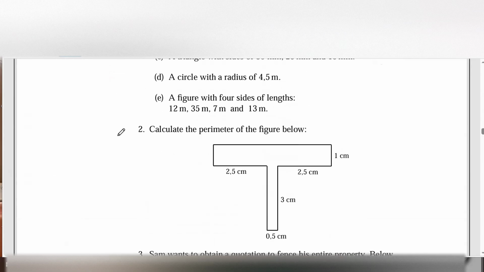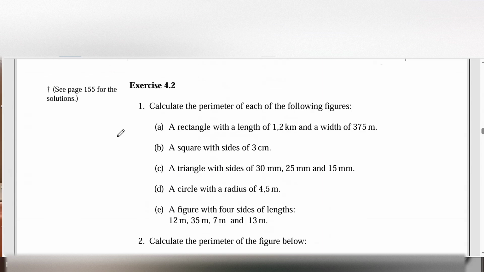We have this exercise. Let's try it. Calculate the perimeter of each of the following. There's a rectangle with 1,2 kilometers and 375 meters. Remember what we said? The units have to be the same. This is kilometers, this is meters. So it's either we convert this to kilometers or we convert this to meters. The question is not specifying which one to use, but let's use the meters. So we need to multiply this by 1,000, which makes it 1,200 meters. So 1,200 meters is the length, and then the breadth is 375 meters.